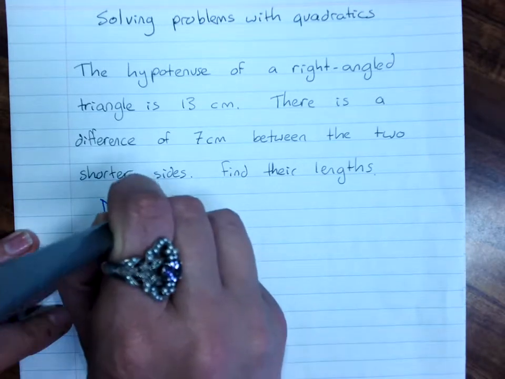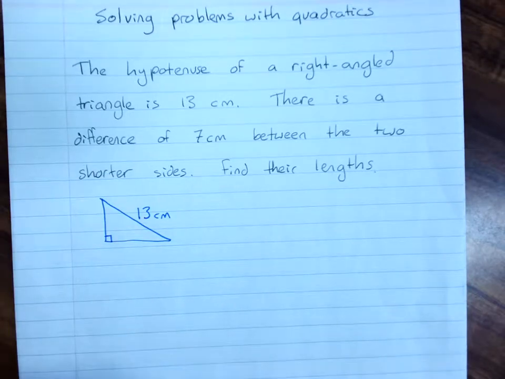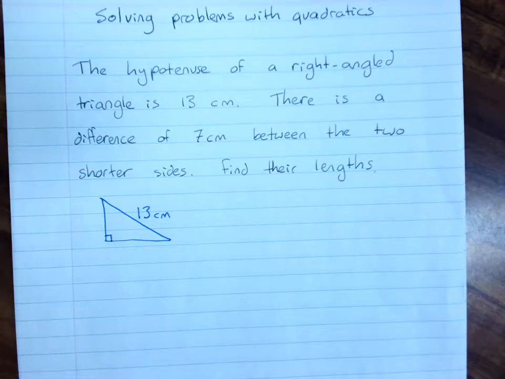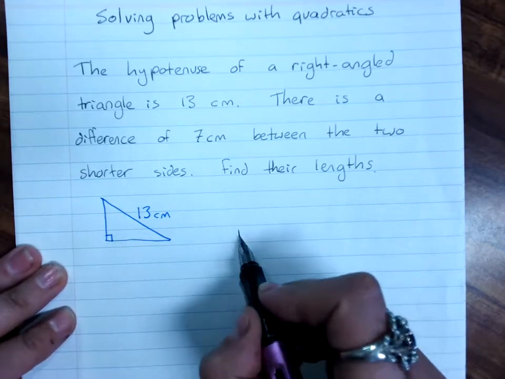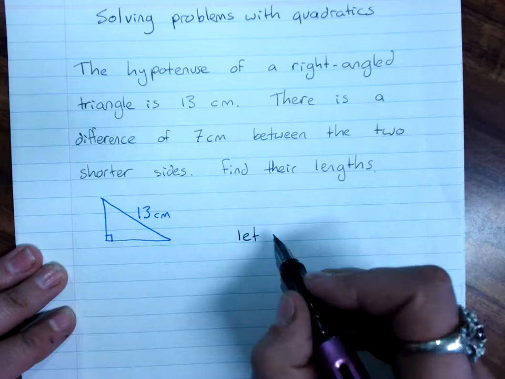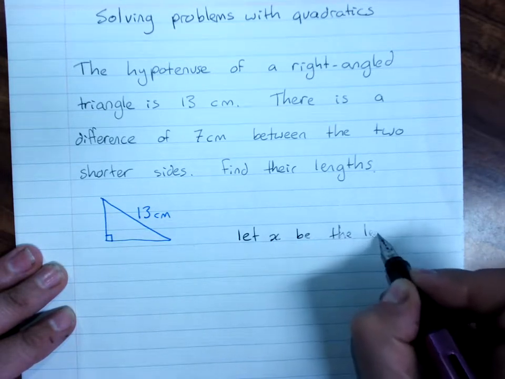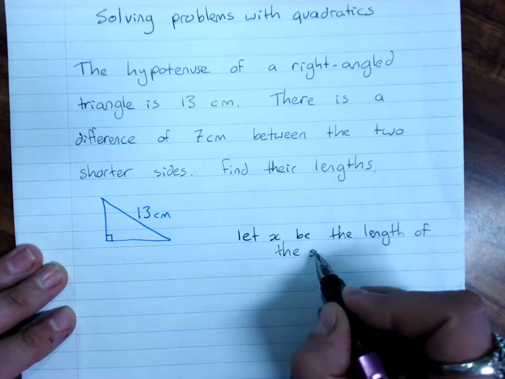I know my hypotenuse is 13 centimeters. Now, the two shorter sides are what we've been asked to find, and thus you will let one side, make it either the shortest or the longest, it doesn't matter. Let x be the length of the shortest side.